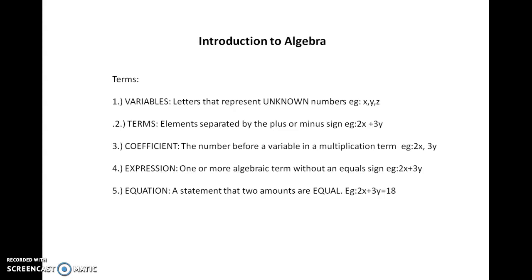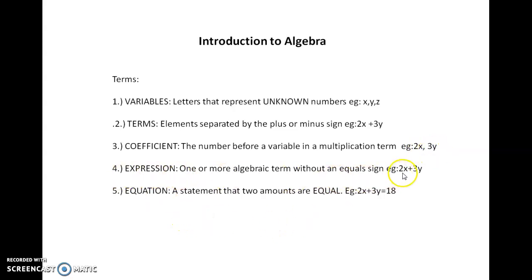Terms. Terms is nothing but when you say 2x plus 3y, whenever the values are separated by plus or minus or anything, then those values are called terms. So 2x is one term and 3y is another term. Coefficient, the number before the variable, that is when you say 2x, 2 is the coefficient of x, or 3y, 3 is the coefficient of y.